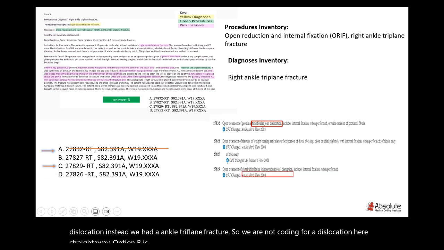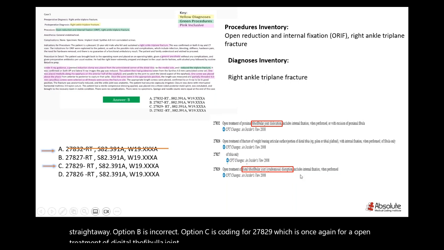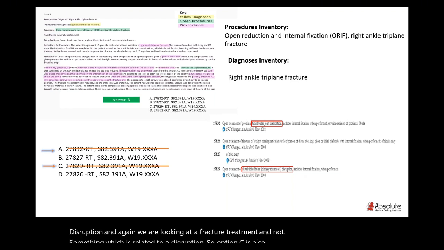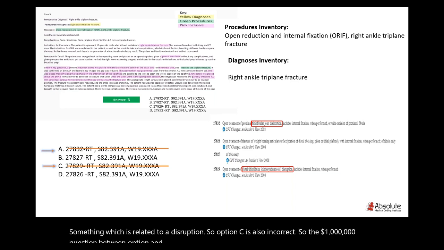Option C is coding for 27829, which is once again for an open treatment of distal tibiofibular joint disruption. And again, we are looking at a fracture treatment and not something related to a disruption. So option C is also incorrect. So the million dollar question between option B and option D: how did I select option B as the correct answer?